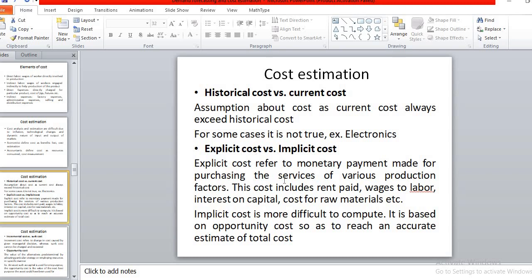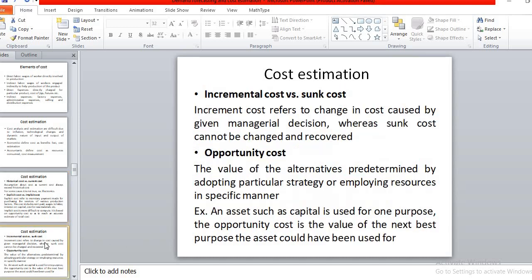These costs are incurred by the employer on different services for production purposes, or for the services of particular production factors. So explicit cost includes rent, wages, interest on capital, raw material cost, etc. Implicit cost is related to the opportunity cost, which we will go through in the next slide.